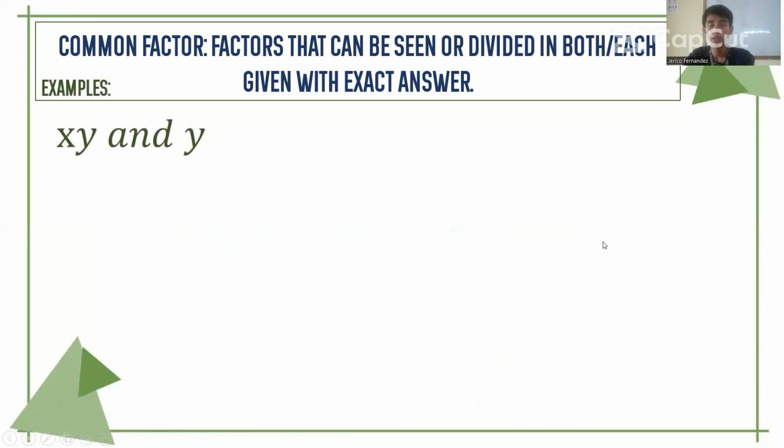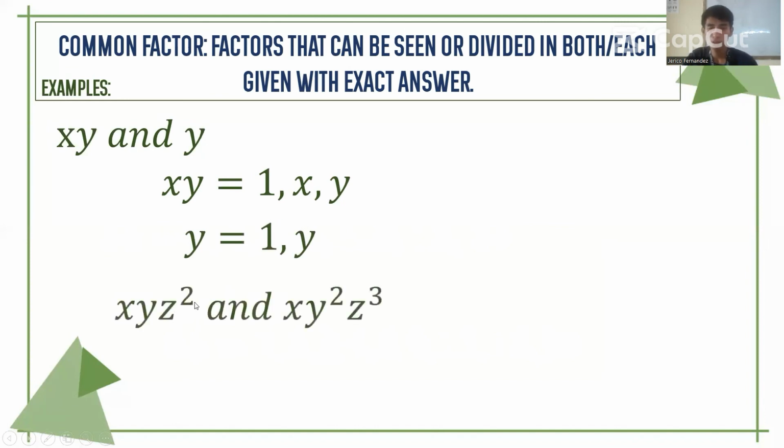Now, paano naman katulad nito, x, y, and y? Ayan. You have x, y, and y. Ang x, y, ang factor niya, 1 times x times y. Si y naman, 1 times y. Ang common factors nila, 1 and y.